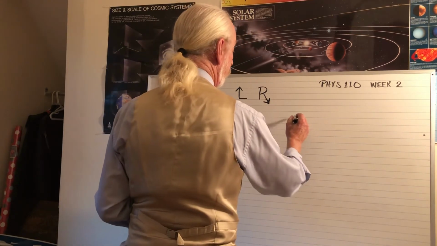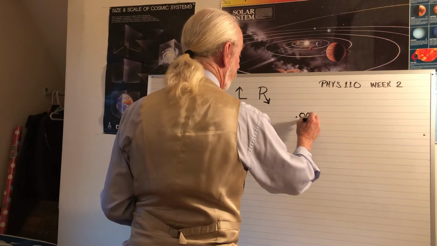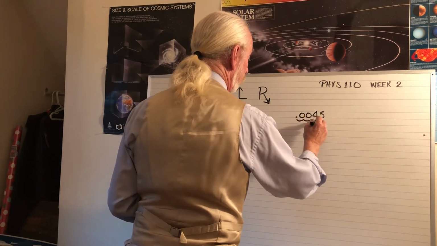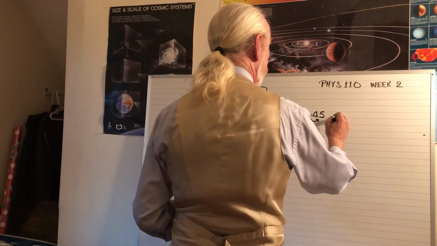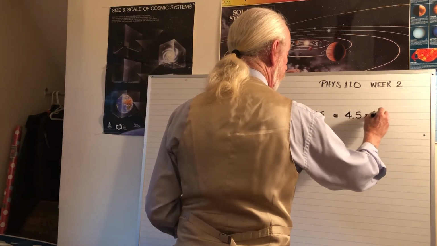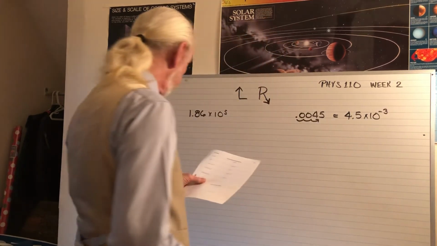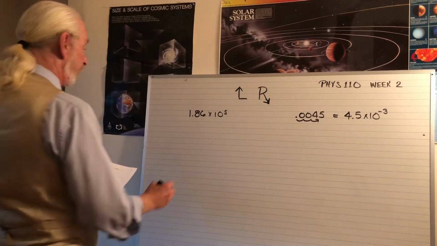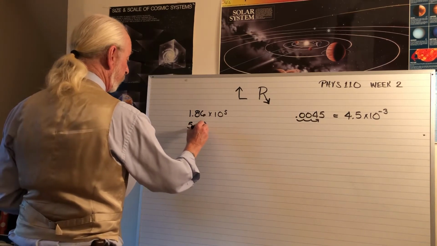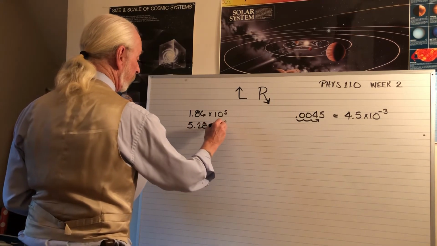0.0045. All right, we're going to go 1, 2, 3 to the right. That's going to make it 4.5 times 10 to the negative 3. 5,280, that's going to be 5.28 times 10 squared.